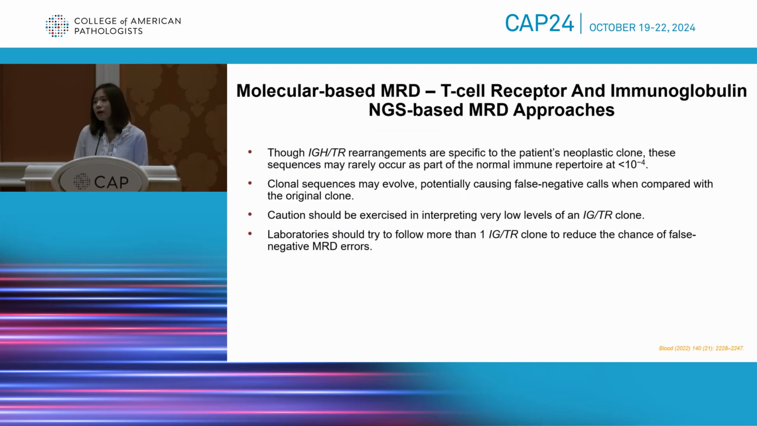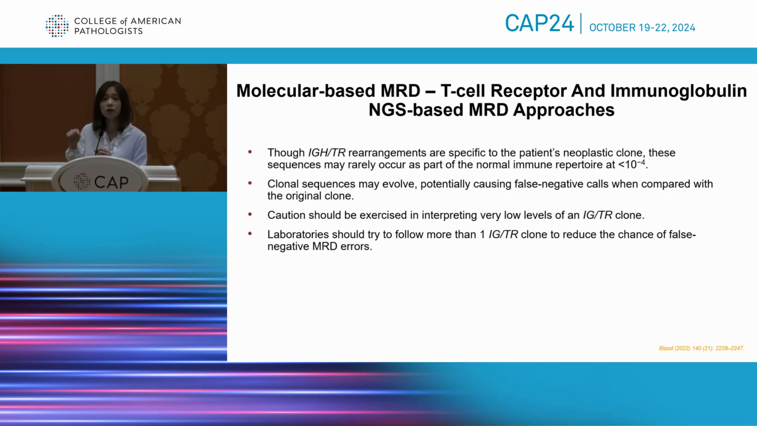However, there are definitely caveats for all these assays, just like what Dr. Furtado was mentioning. Through the IgH and TR rearrangement, even though we identify them with the tumor, some of the sequences may not be that unique. They can potentially occur as part of a normal immune repertoire at a very low allele frequency. So maybe if we sampled everybody in the room, that sequence can actually show up as part of the normal B cell or T cell repertoire at a very low allele frequency.